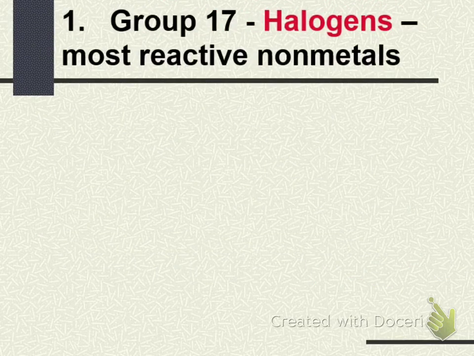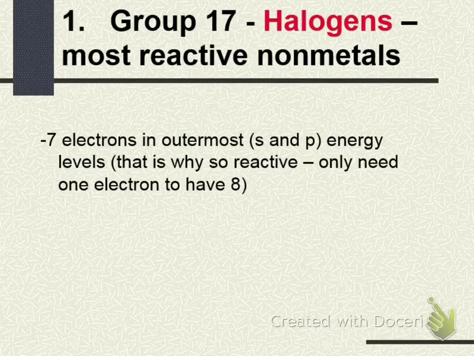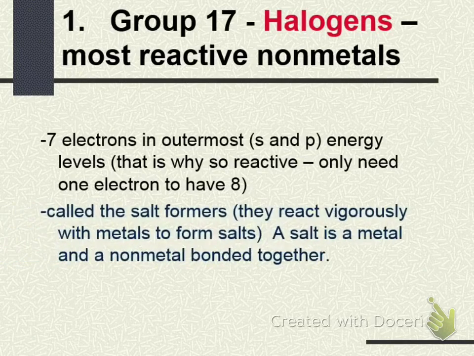Group 17 gets its own name within those p block elements because it's very important. They have 7 valence electrons, because you're at s2p5, remember? So they're very, very reactive. They're the most reactive of the nonmetals, okay? They are called salt formers, and you need to add that to your notes, because they react vigorously with metals to form salts. A salt is basically a metal and a nonmetal bound together.